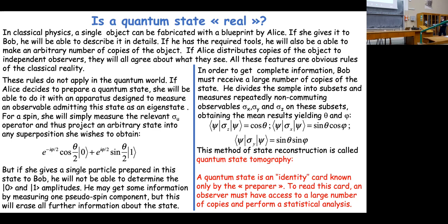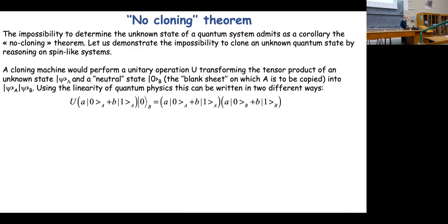This has a consequence which I show on the next slide. It's impossible to clone, to copy a quantum state. Because if you could copy a quantum state, you would have solved the problem. You are given one quantum state, you make thousands of copies, and you measure on 1/3 of the copies sigma x, sigma y, and sigma z, and then you construct the state. So quantum physics would be inconsistent if you could clone.